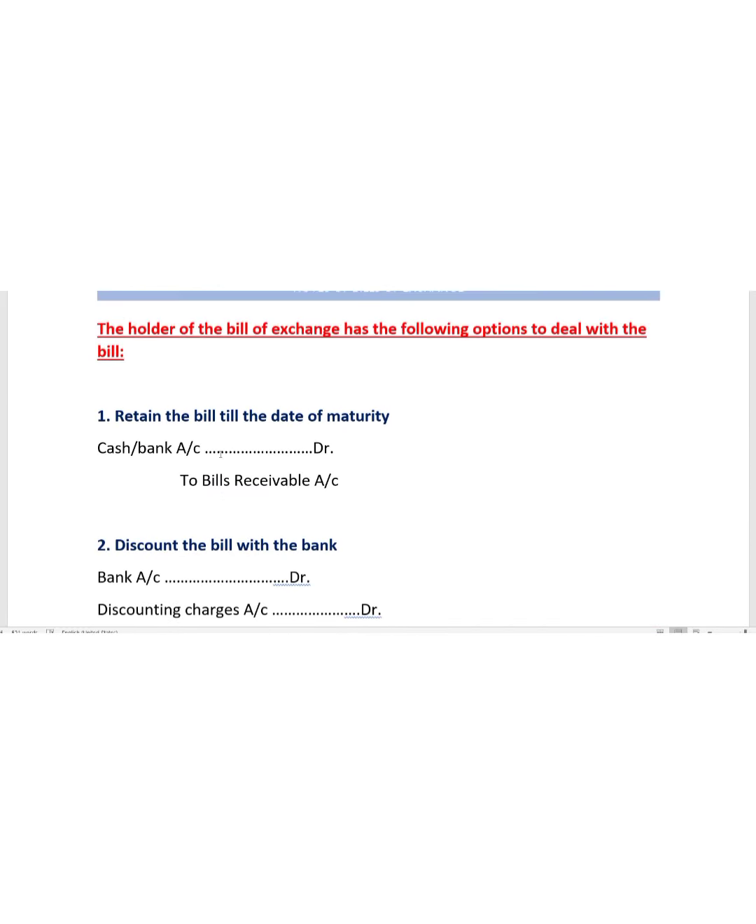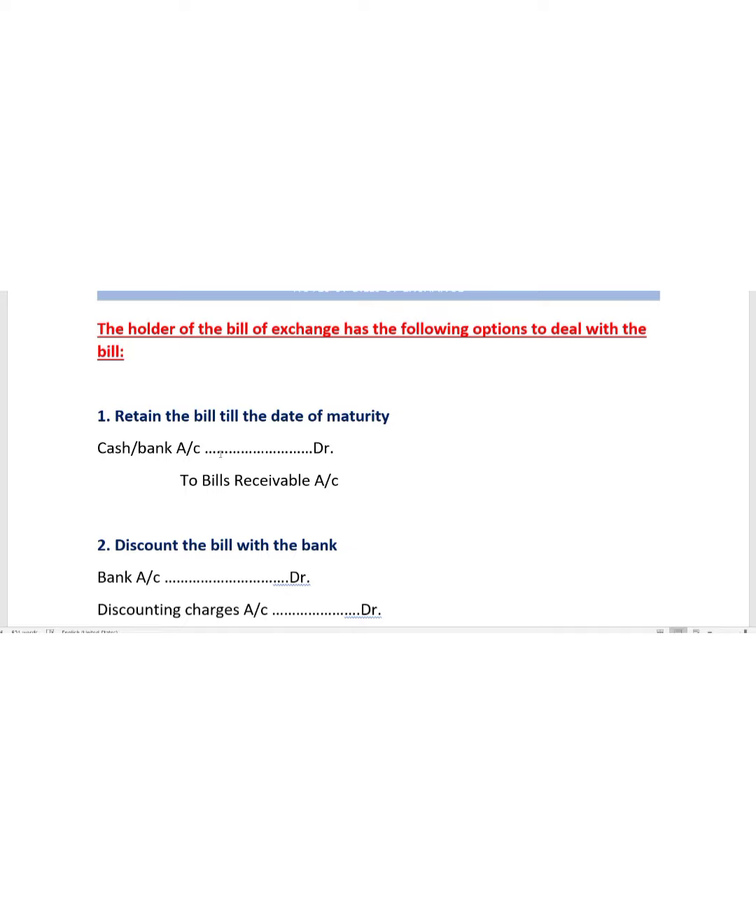Next, we are moving on. The holder of the bills of exchange has the following options. Here, the drawer has the following options regarding the bill. The drawer can retain the bill till the date of maturity. In the first case, the drawer, meaning the seller, can keep the bills of exchange with himself till the date of maturity.